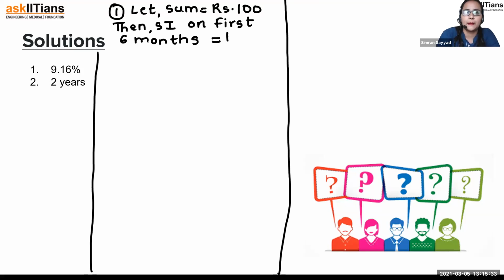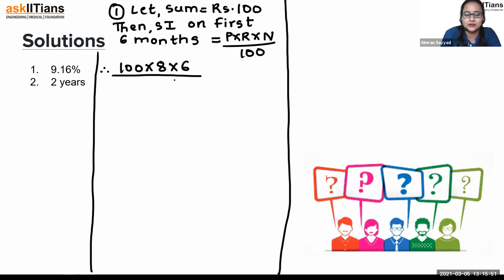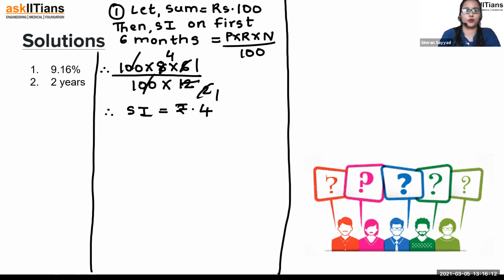P into R into N whole divided by 100. Yes or no? Therefore, what is P? 100, into the rate of interest. What was the rate of interest? 8%. Into the number, 6 months, so 6 divided by 12, and this 100 comes over here. So 100 gets cancelled. 6 ones are 6, 6 twos are 12, 2 ones are 2, 2 fours are 8. So what is the interest? Therefore, simple interest is equal to rupees 4. Here we have completed one part.